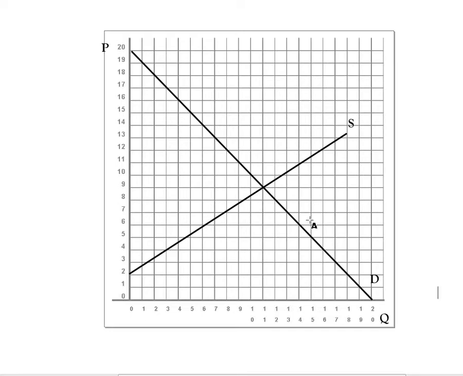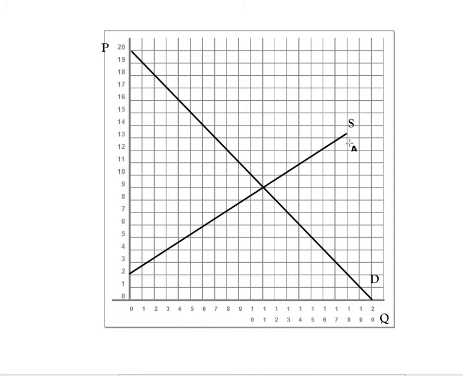But we don't say that the demand increases when the price goes down. Why not? Again, remember that this entire line here is demand. And unless the whole line increases, we don't say demand increased. We'll increase it in a minute.